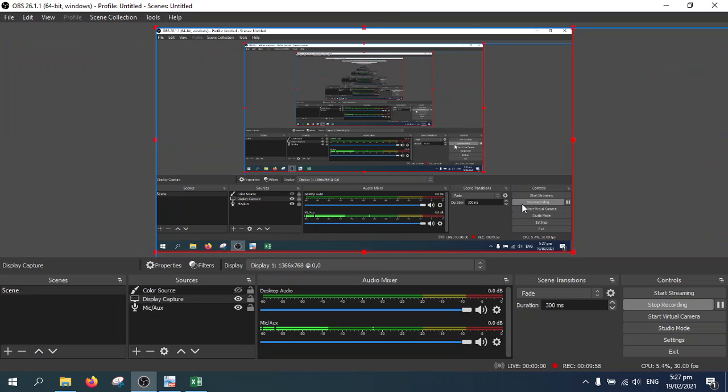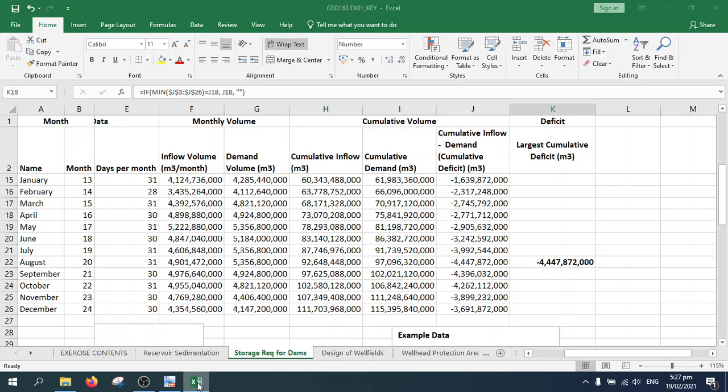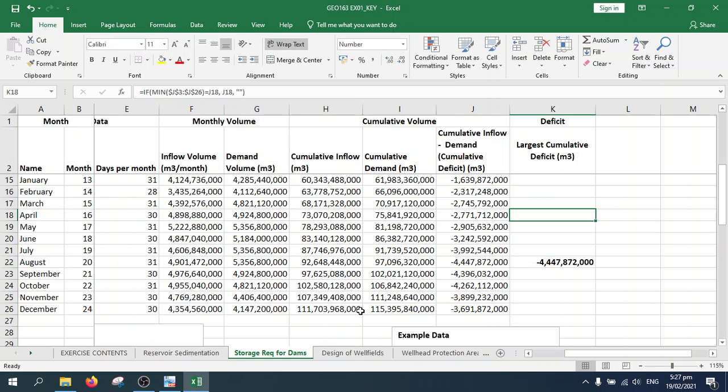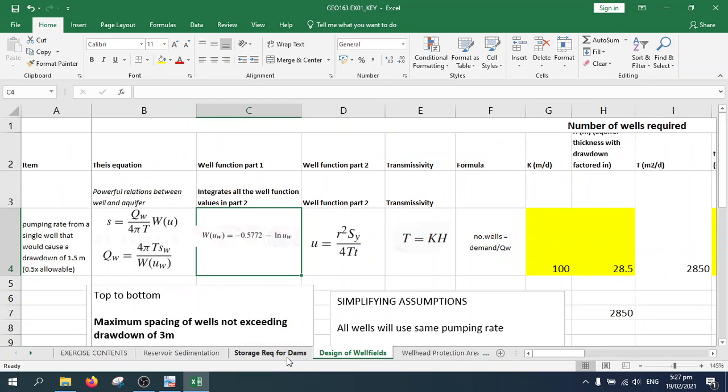So that concludes the tutorial for the storage capacity of dams. The next video will be about the design of well fields.